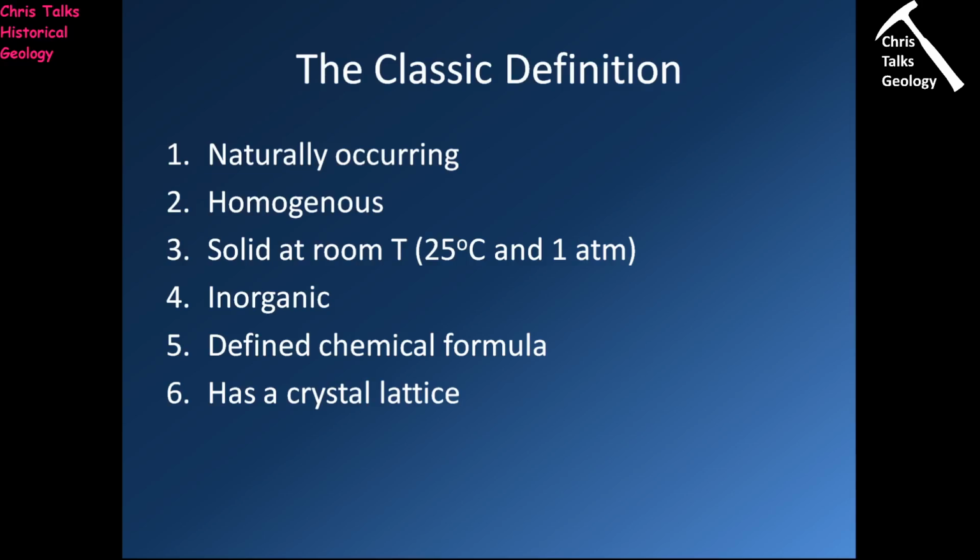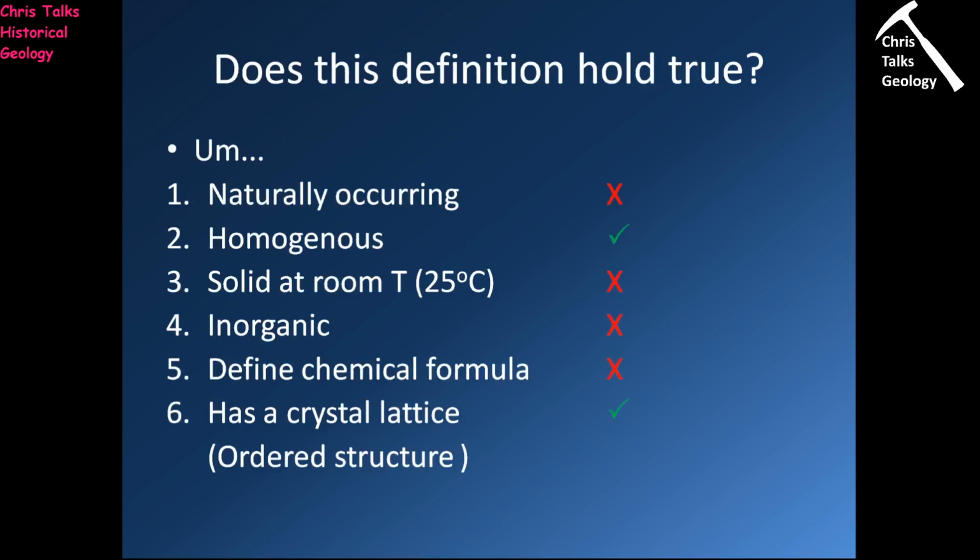So, do these 6 criteria actually hold up in the real world? Yes and no. So we can see that a few of them do have issues. Naturally occurring, bit of a problem there; solid at room temperature, big problem there; inorganic, massive problem there; defined chemical formula, little bit of a problem there. Homogeneous and has to have a crystal lattice, they're both absolutely fine, they hold true all the way through.